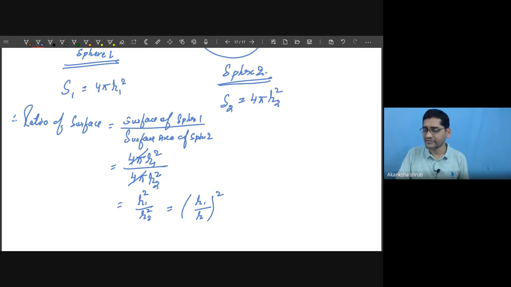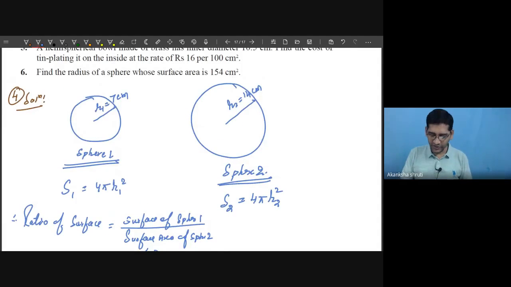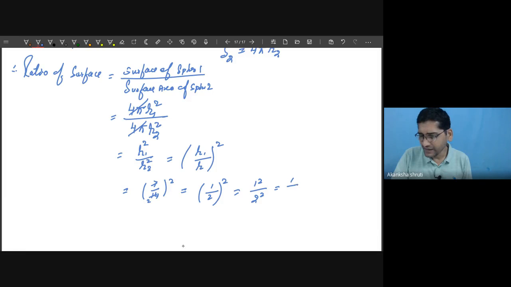In indices we have learned that a to the power m divided by b to the power m can be written as a by b whole to the power m. Now we can substitute the radius because the two radii are given. This is 7 by 14 their square. It gets cancelled, so the numerator becomes 1 and the denominator becomes 2. So it is 1 square by 2 square, simply 1 by 4 is the answer.